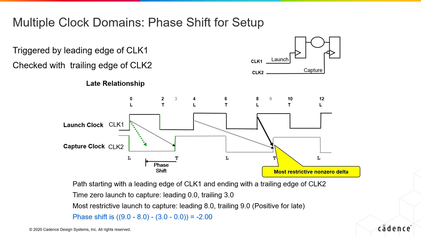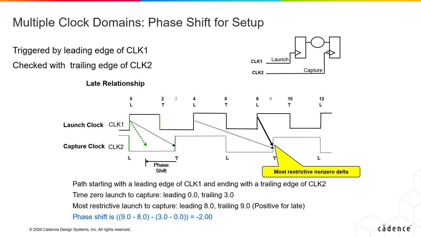In the first clock cycle, if you choose the launch edge at 0, then the first trailing edge at 3 nanoseconds is the capture edge. This has a difference of 3 nanoseconds. Notice that the launch edge is a leading edge and a rising edge of CLK1. Notice that the capture edge is a trailing edge and a rising edge of capture clock CLK2. If you choose a launch edge of 8 nanoseconds from the launch clock CLK1, then choose the capture at 9 nanoseconds. This is the most restrictive launch to capture because it has the smallest difference of 1 nanosecond. If you want, go ahead and verify all other launch to capture scenarios to confirm this conclusion.